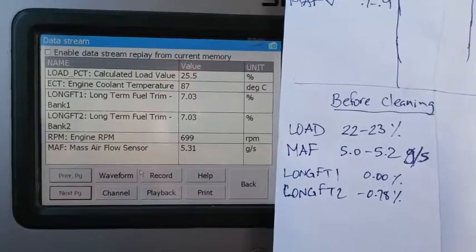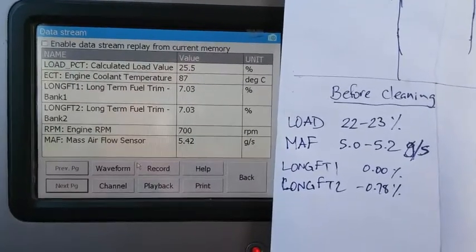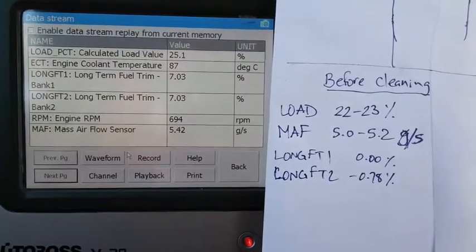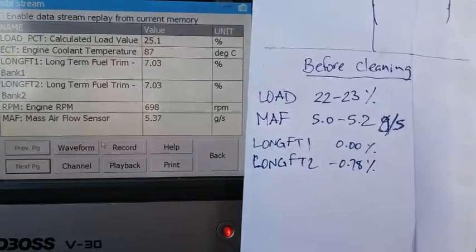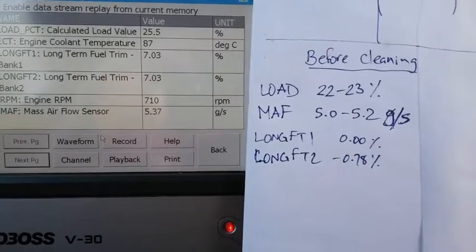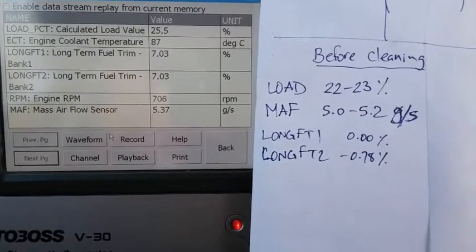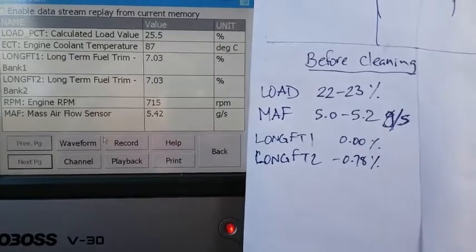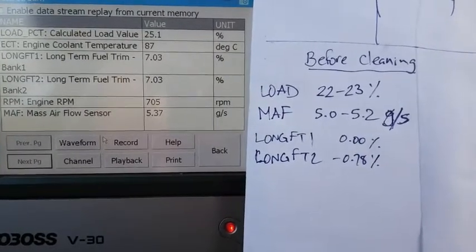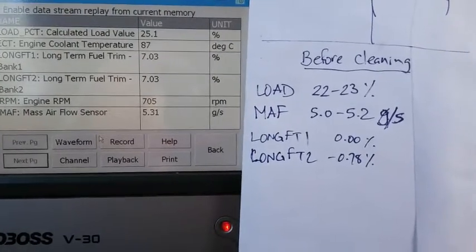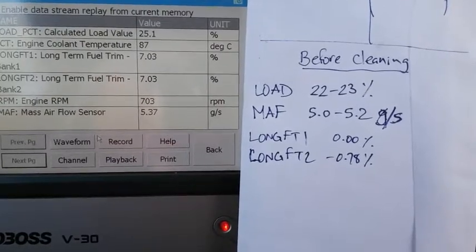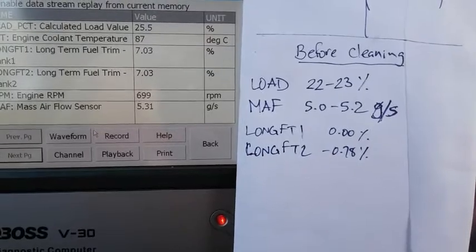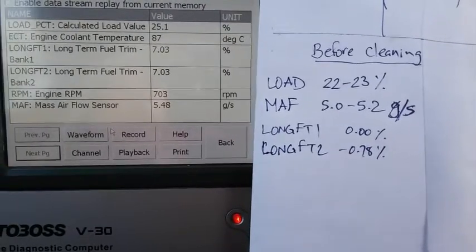so this is with the mass airflow sensor back in the vehicle, and after being cleaned, I'm currently comparing the current values to the before-cleaning values. I do see some type of improvement. For example, on the load percentage, it's currently sitting at 25.5%. Before, it was sitting at 22-23. So that's like a 2 or 3% improvement.